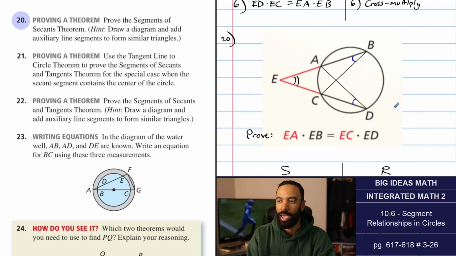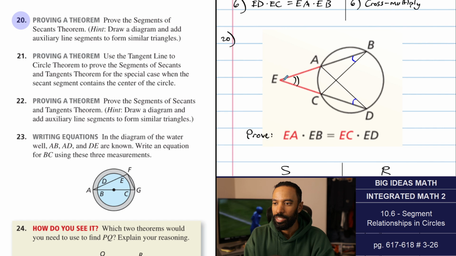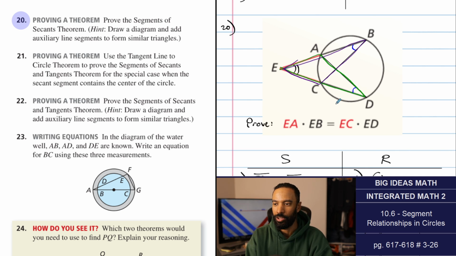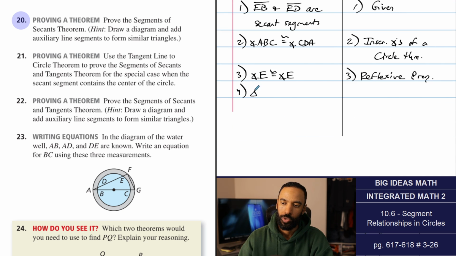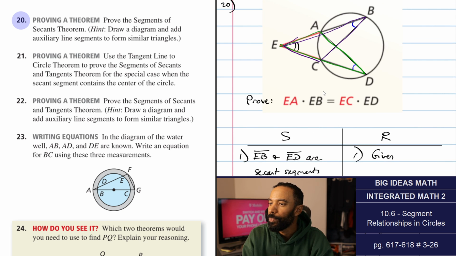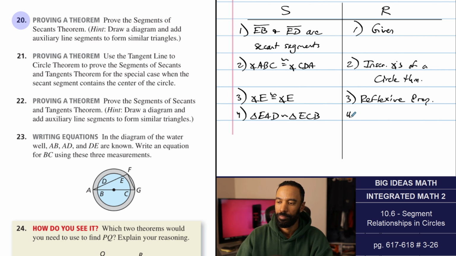Now we have a triangle here, EAD. It's similar to this triangle here, ECB. So these two triangles are similar by angle. Triangle EAD is similar to triangle ECB, by angle.